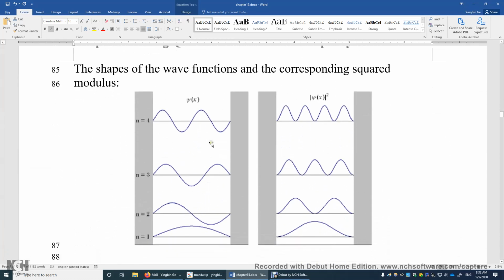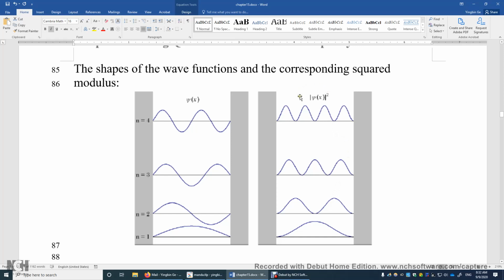Now again, let's review the shape of psi. This is the shape of psi. When n equals 1, there's 0 node. When n equals 2, there's 1 node. n equals 3, 2 nodes. n equals 4, 3 nodes. So all our sine functions, the sine function is sine n pi x over a. And this is the squared modulus of psi, therefore they are all just positive. But still, you can see the node here, here, and here, and here. The number of nodes is, again, equal to n minus 1.